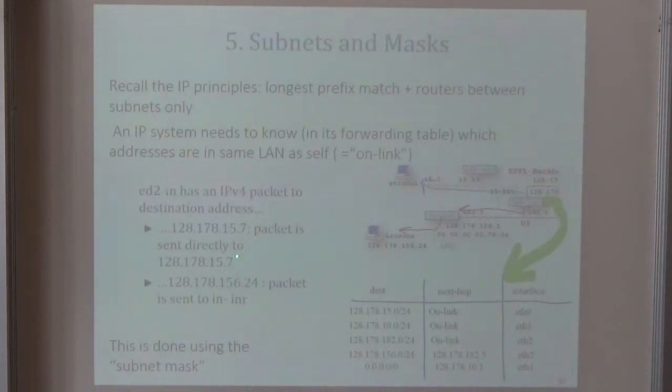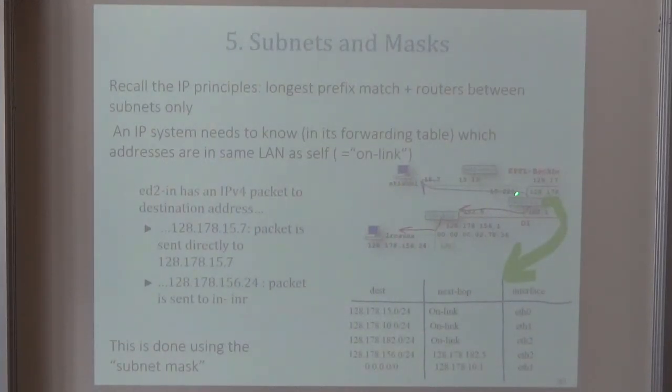A corollary of that, which is again repeating one of the principles of IP, is this: if this machine, ED2IN, which is a snapshot of a part of EPFL, has a packet to send to 128.178.15.7, which is this machine here, a DNS server, it is in the same local area network as this on one of its interfaces.